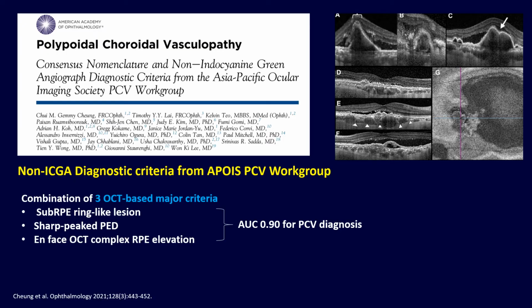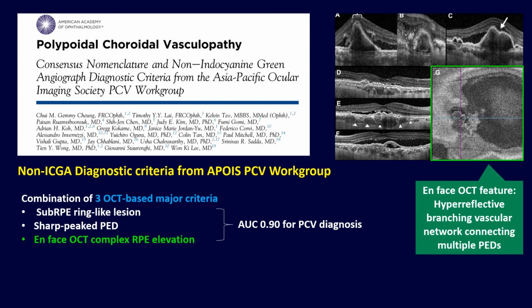And recently in 2021, Dr. Jamie Chung and the APOIS PCV work group published this paper in Ophthalmology journal. This paper proposed the nomenclature for PCV and also non-ICGA diagnostic criteria, suggesting a combination of three OCT-based major criteria, including sub-RPE ring-like lesion, sharp peak PED, and en face OCT complex RPE elevation. If you find all three features, you will get 90% accuracy for PCV diagnosis.